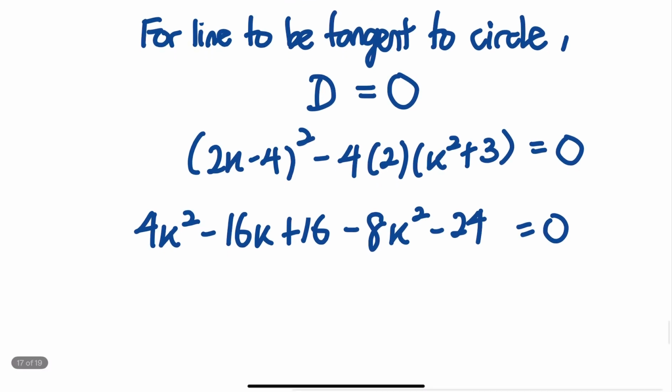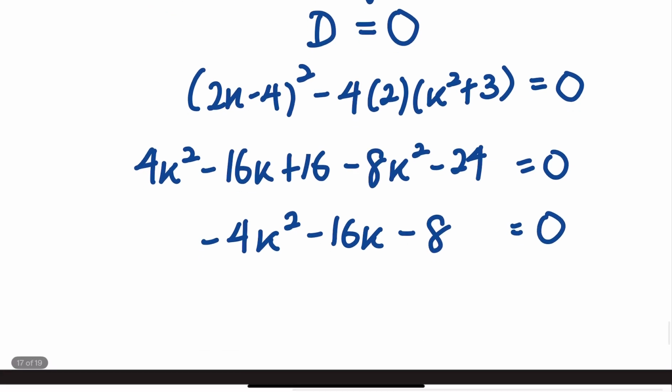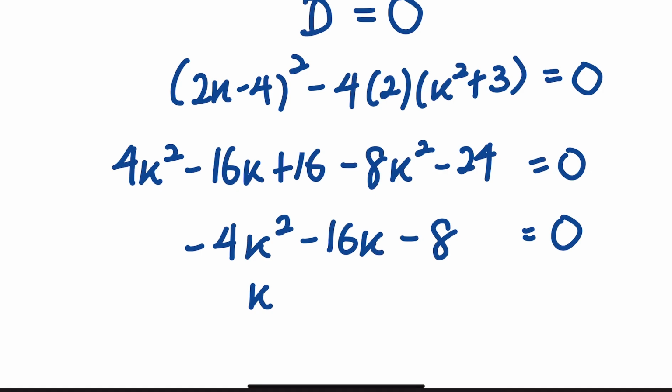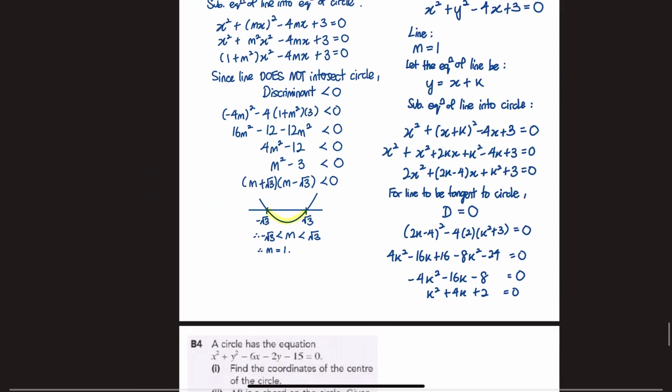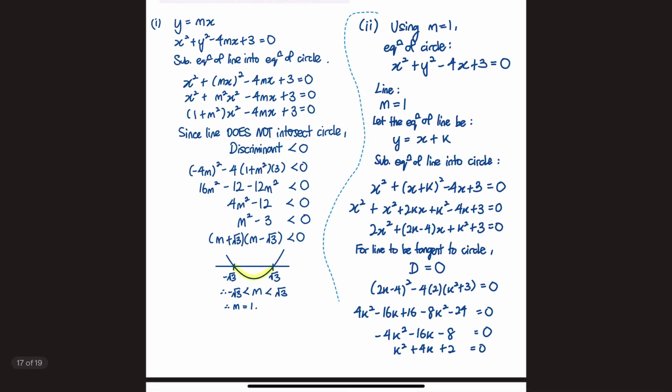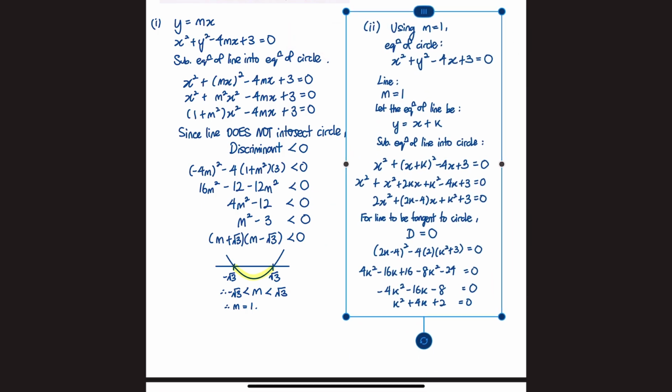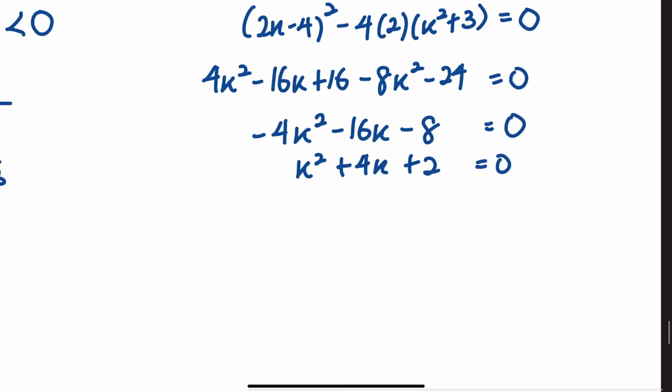Okay, so I continue to simplify from here, I should get negative 4k squared minus 16k minus 8 equals 0. I divide the whole thing by negative 4, I'll get k squared plus 4k plus 2 is equal to 0. Once I've done that, I can simply solve for k using the quadratic equation. So let me minimize this so I have space. So from here, I get this quadratic equation.